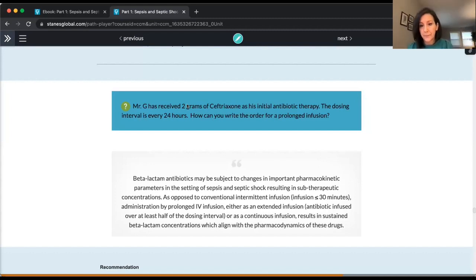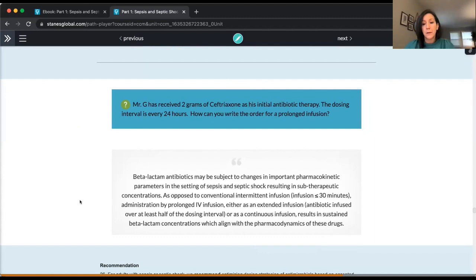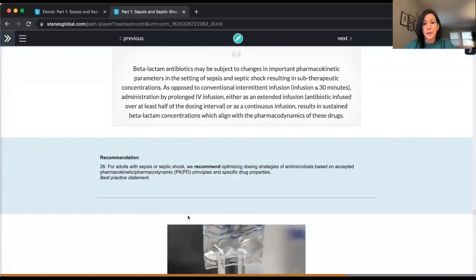Great, Jean. Great, Blessing. Matthew. Yeah, so most of you have chosen to do the prolonged infusion, which is half of the dosing interval. So you would infuse it over 12 hours. If you wanted to do continuous infusion, you would just write it over 24 hours, or just write continuous. Yeah, so over 12 hours is the prolonged infusion.